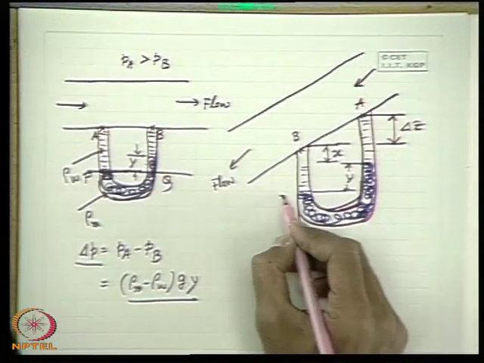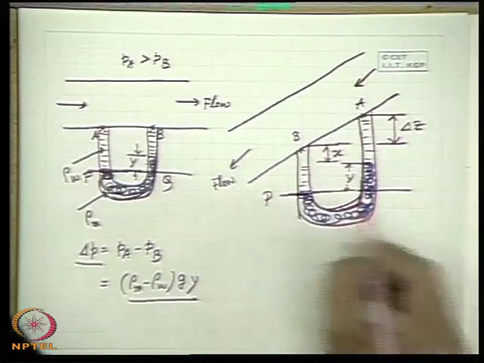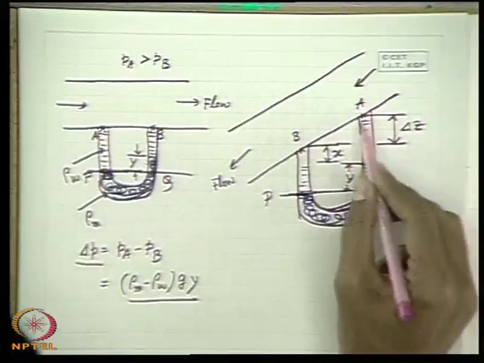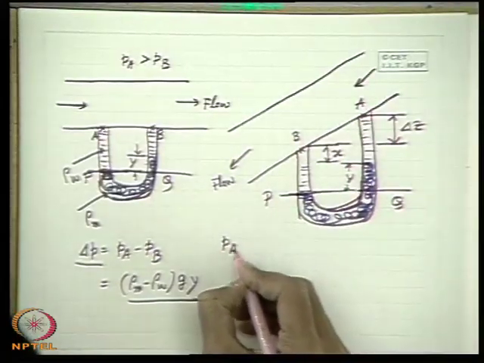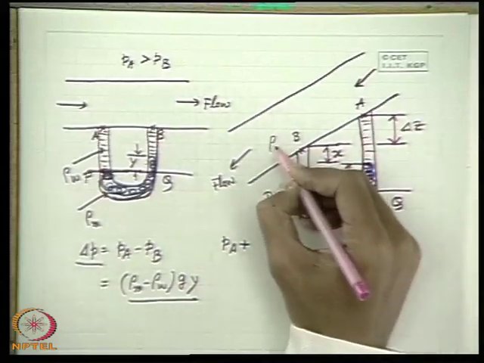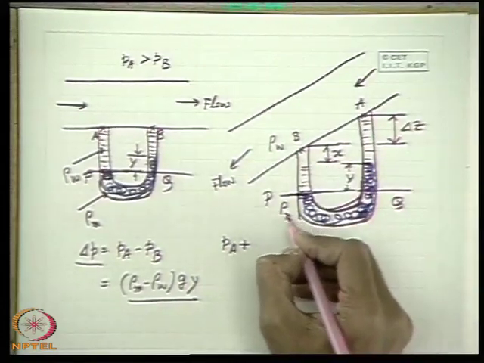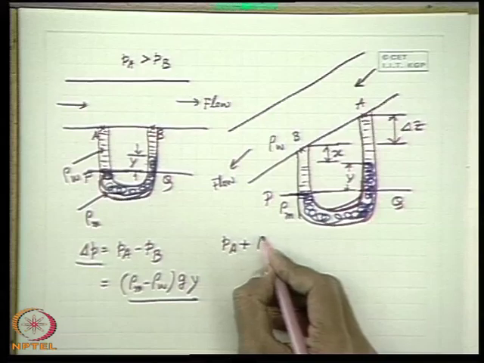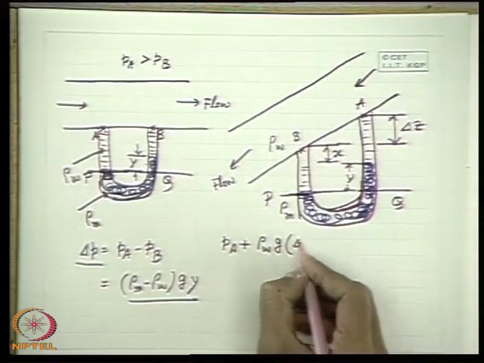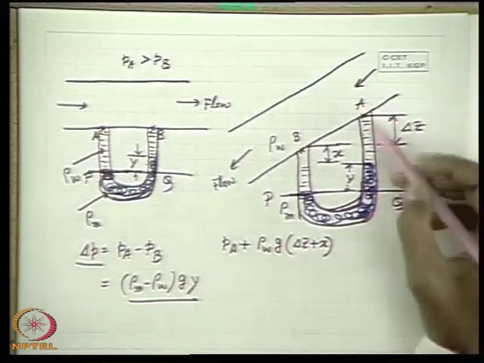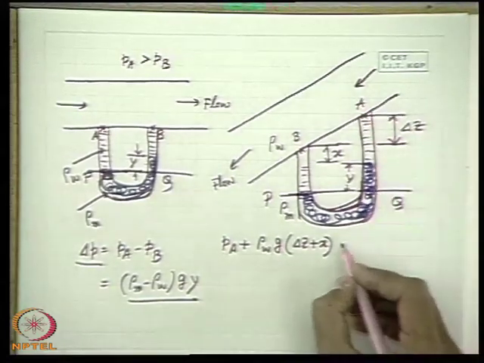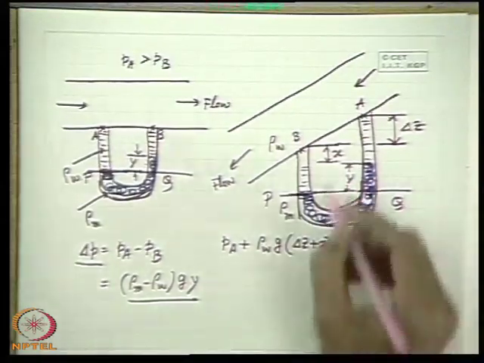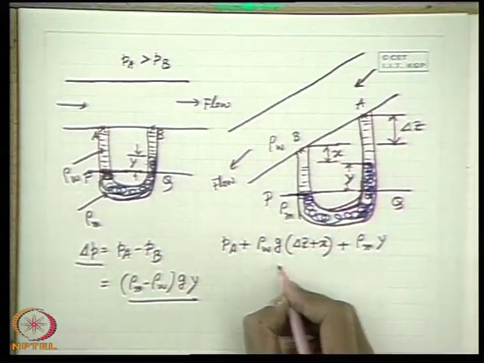Now from the simple manometric equation, if you take this line as the PQ horizontal line and equate the pressure from both the limbs, from this limb, first PA plus, if the working fluid density is rho W and rho M is the density of the manometric fluid, rho W times g times (delta Z plus X), which is the pressure of this column of liquid, plus rho M times g times Y. Y is the deflection. So this becomes equal to what?